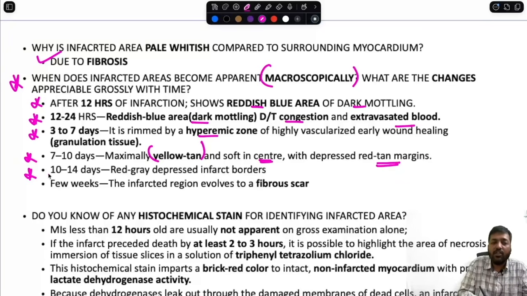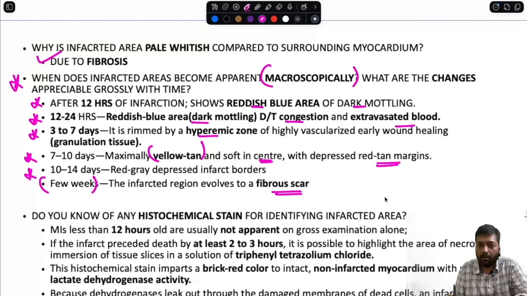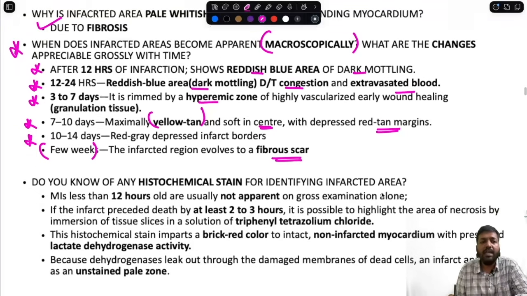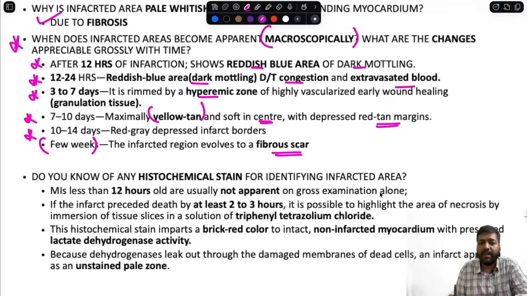In 10 to 14 days, you will see red grayish depressed infarct borders, and in a few weeks, the infarcted area will evolve into a fibrous scar. Okay. Now, do you know of any histochemical stain for identifying infarcted area?